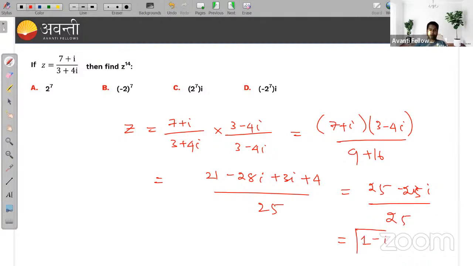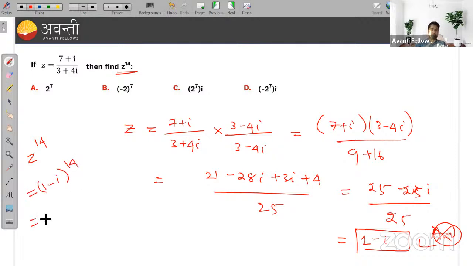So when you are dividing the complex number 7 plus i with 3 plus 4i, I'm getting 1 minus i. So this is your answer. Oh, this is not your answer. You need to find z to the power 14, right? So z to the power 14, I'm getting (1 minus i) to the power 14.